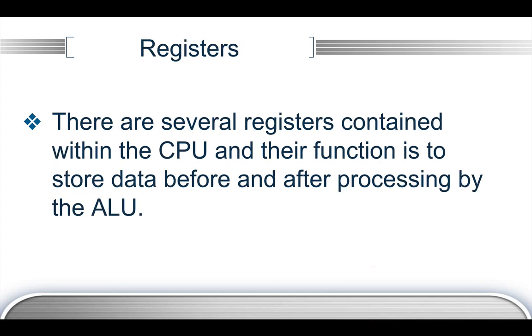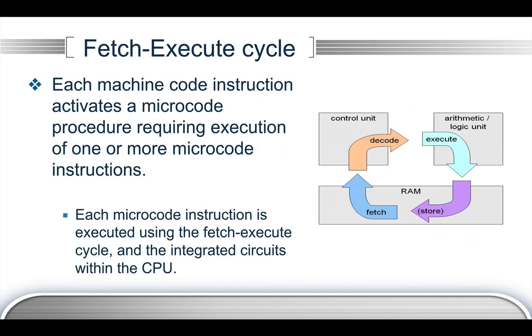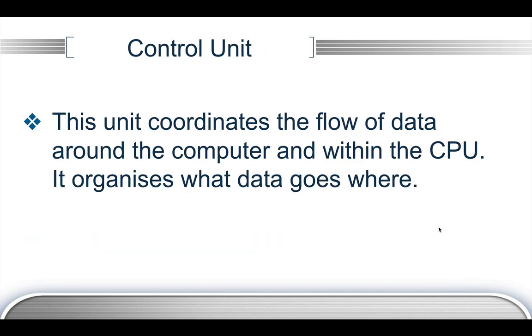Okay. Registers. Now, this word has come up a couple of times. There are several registers contained within the CPU, and their job is to store data before and after processing. So they're like a small little data storage. Some registers are permanent, some aren't. Some of the time, some stuff will get saved in a register in the fetch execute cycle, and also saved into RAM.